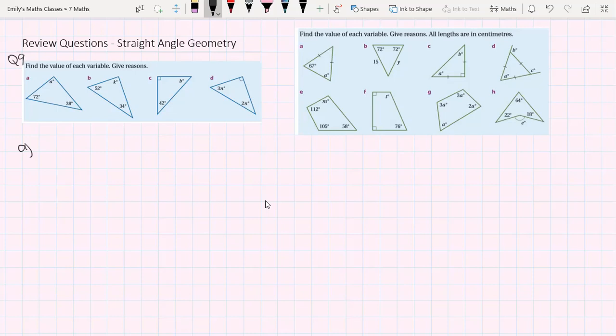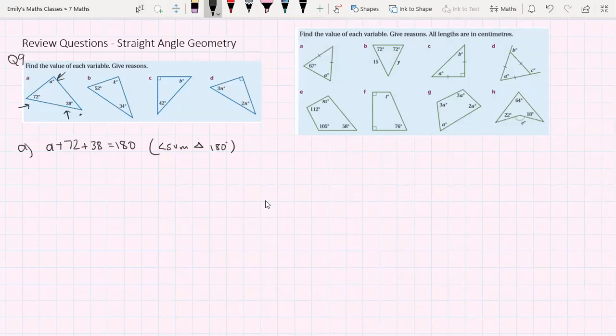What do we see here? It is a triangle. What do we know about a triangle? The three angles, so that one, and that one, all have to add up to 180 because that's what happens with triangles. So let's write that down. So A plus 72 plus 38 has to equal 180. And why can we say that? Because the angle sum of the triangle is 180 degrees.